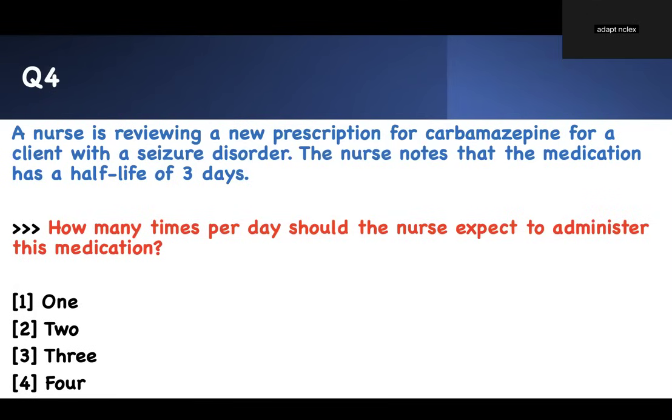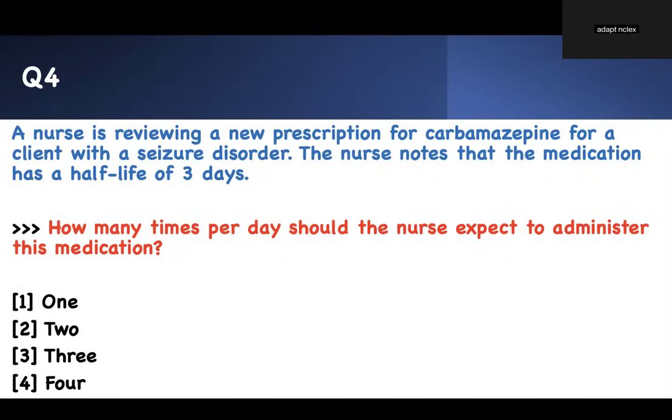There's a buzzword you can use. How many times per day? That means frequency. Should the nurse expect to administer this medication? How many times? The nurse is reviewing a prescription for carbamazepine. It does not matter. For a client with seizure disorder. But then the meat of the question, I always read the question from the back. What is the meat? The nurse notes that the medication has a half-life of 3 days. That's your buzzword. Therefore, the two buzzwords you should focus on are what?